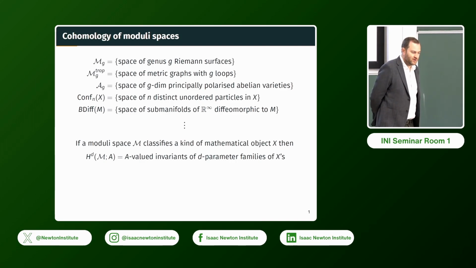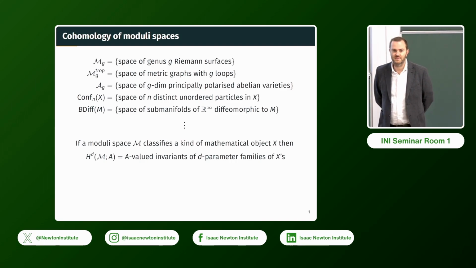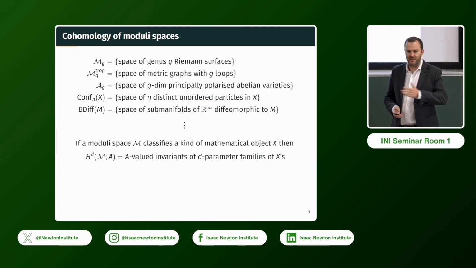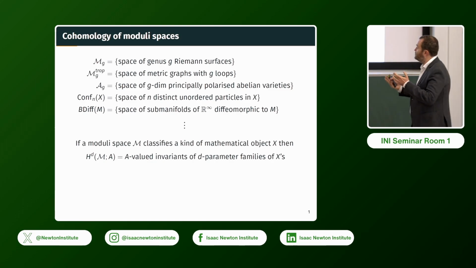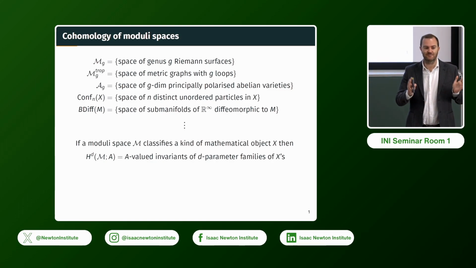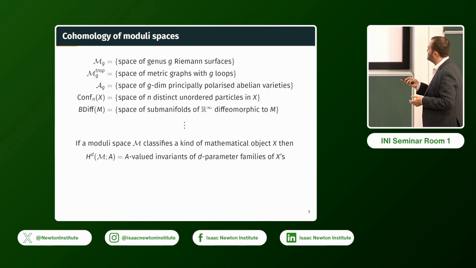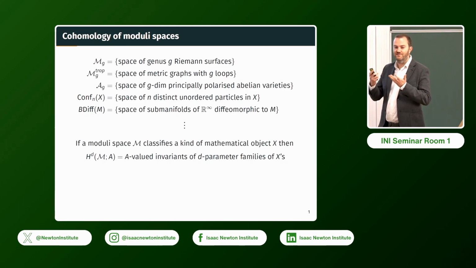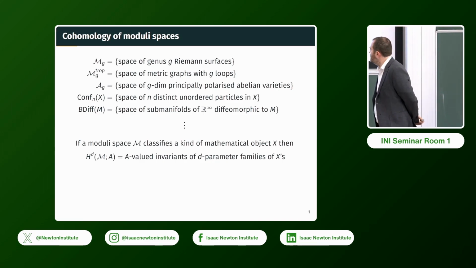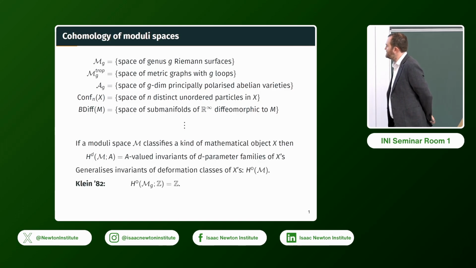If you have some kind of moduli space, then it's a reasonable idea to take its cohomology, just in the sense of algebraic topology. Moduli spaces parameterize some kind of mathematical object. And the dth cohomology of a moduli space is basically invariants of d-dimensional families of whatever that kind of object is. You get to pick an abelian group A, so it's A-valued invariants of d-dimensional families of whatever the thing is. So let me tell you, in the case of M_g, some examples of that.